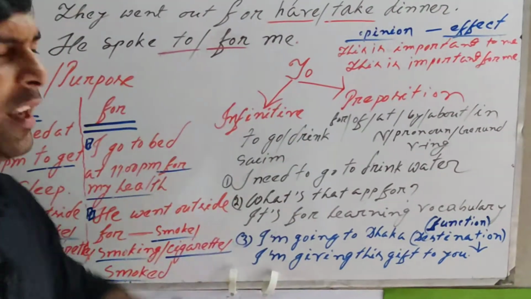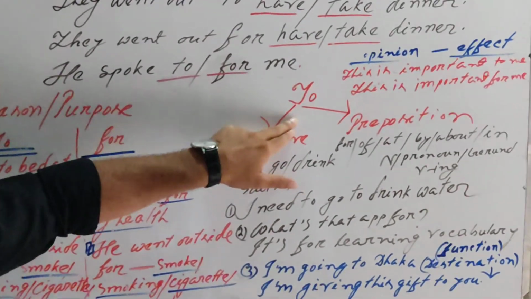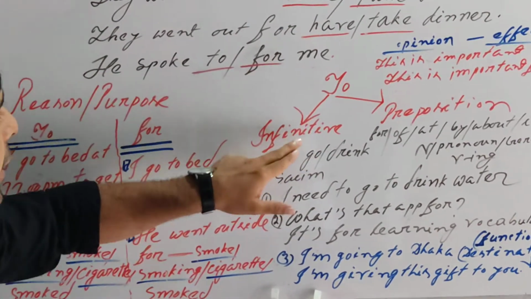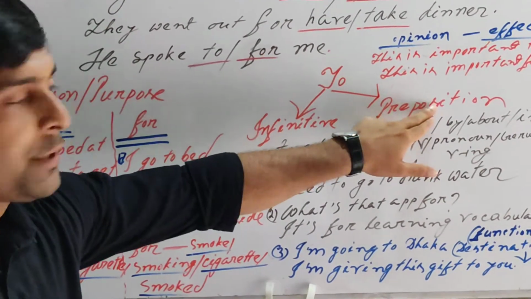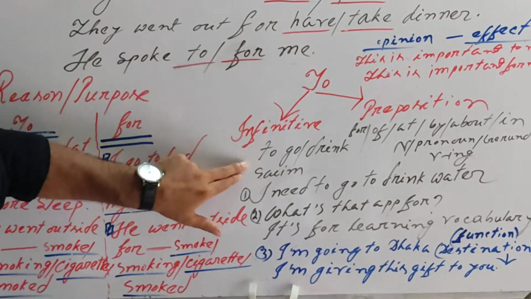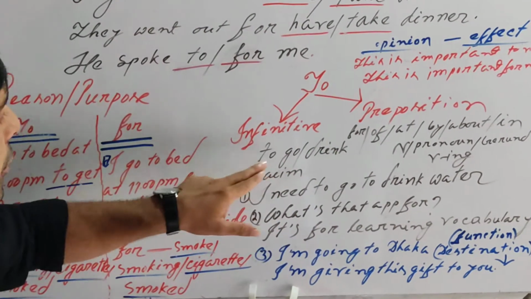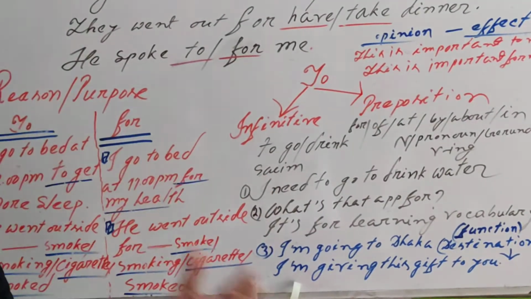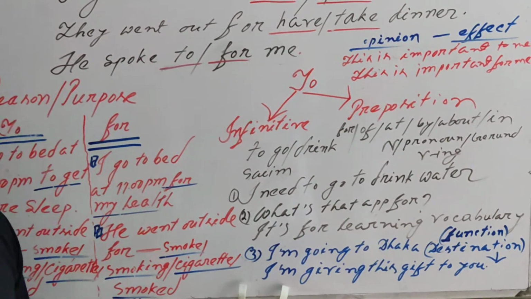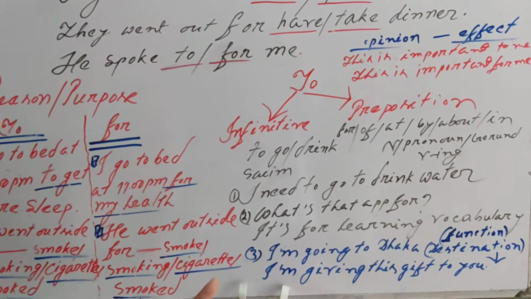Next one. How does the preposition "to" indicate? "To" can be used in two ways: infinitive and preposition. So there are so many prepositions, but there is a single one that is called the infinitive: to plus verb 1, to go, to drink, to swim. However, why do you drink water? Of course you drink water to quench your thirst.